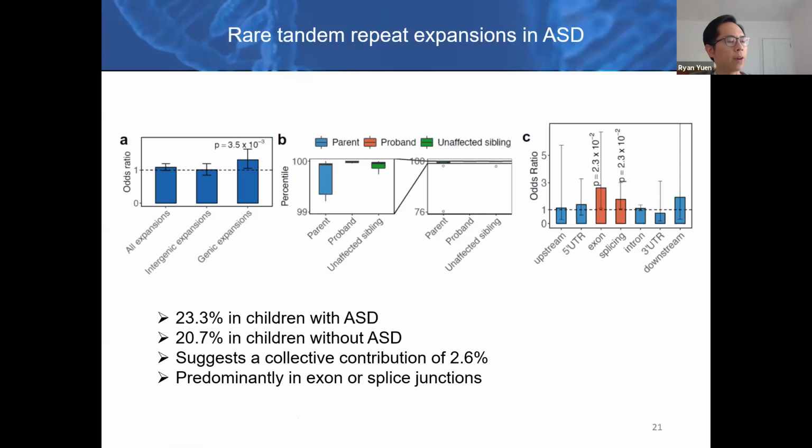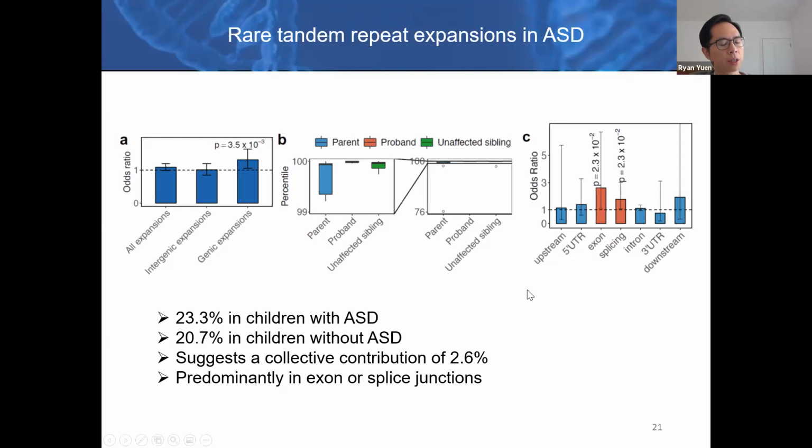Going into more detail of what we found, we identified that over 23% of individuals with ASD have rare tandem repeat expansions. In this case, I'm talking about the ones that are outliers in our analysis method. When we compared it against the children without ASD, which is around 20%, we found that it contributed an estimated 3% of the risk in ASD. And this enrichment is more prominent in the genic region of the genome. More importantly, they are close to exonic and splicing regions.